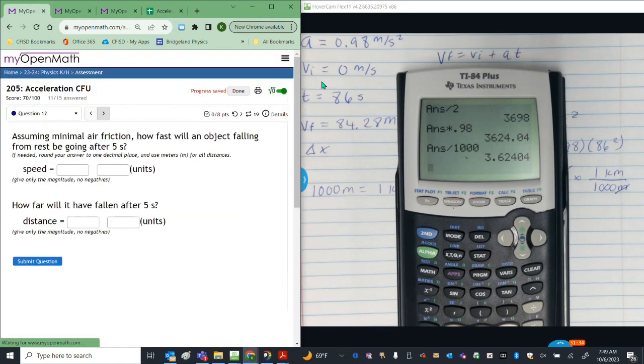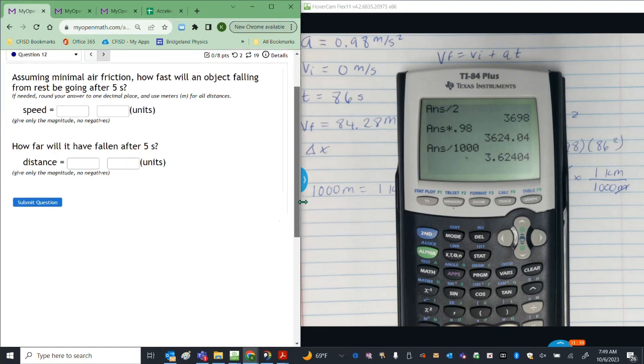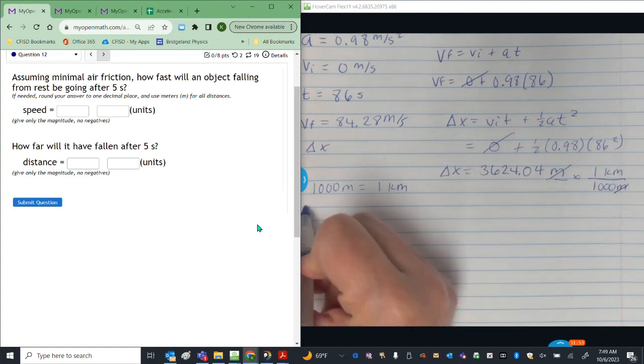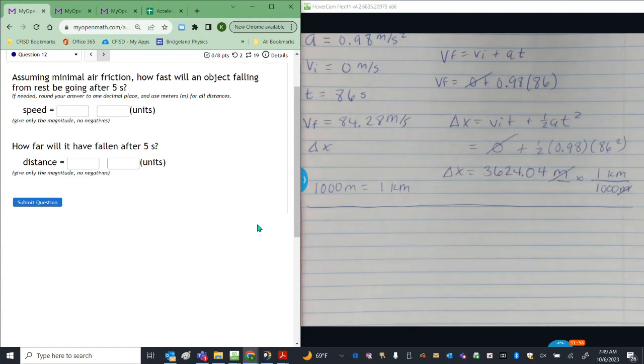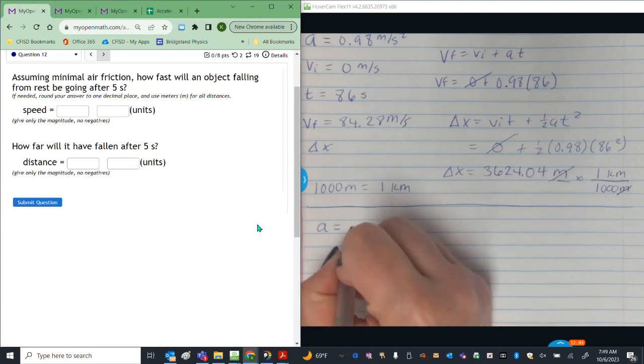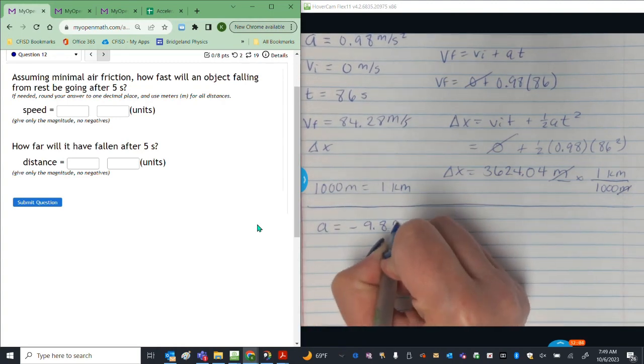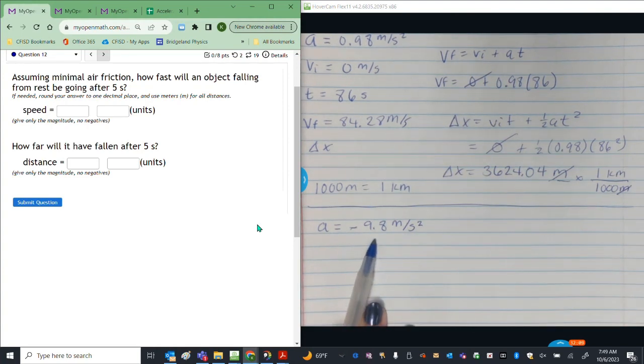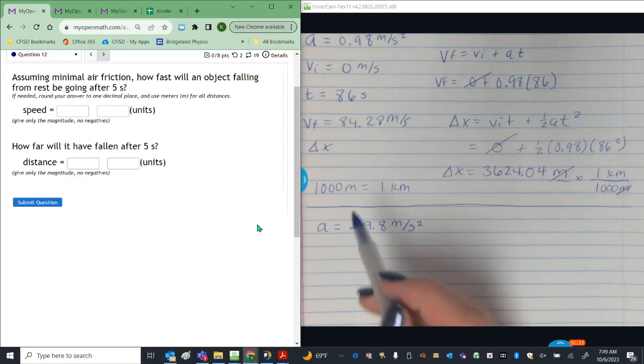All right, number 12. 94% of you guys got it right. It says, assuming minimal air friction, how fast will an object falling from rest be going after 5 seconds? Again, this is a free fall problem. With minimal air friction, meaning basically no air resistance, anything in free fall has an acceleration due to the gravitational field on Earth of negative 9.8 meters per second squared. It wants to know how fast it's going if it is dropped from rest.